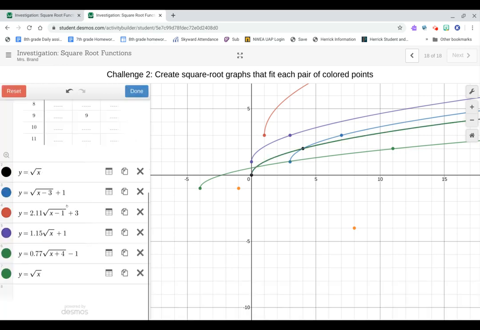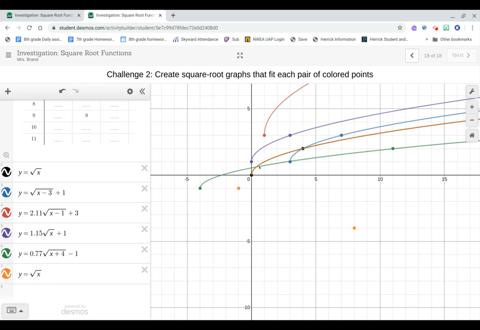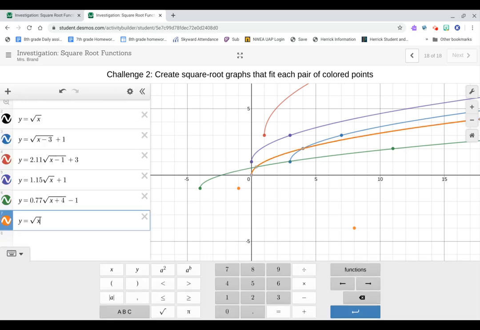All right, last 2 points. They're going to be the yellow or orange graph. So parent function starts there. We're going to go to the left 1, down 1. So let's add 1 in the radicand and then subtract 1 outside of the radical symbol.